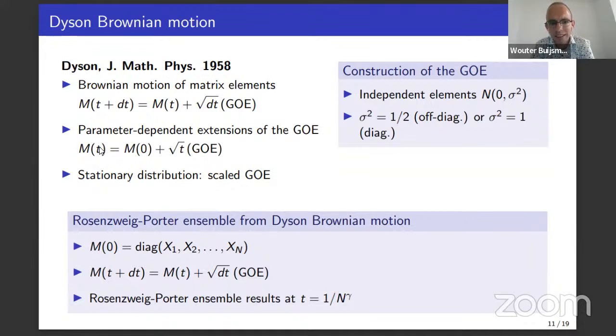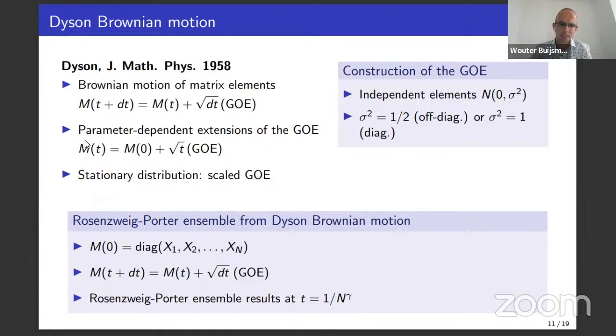At first sight, it might seem overcomplicated to perform this Brownian motion of the matrix elements. In order to construct matrices like this, you don't need to go over all these super small time steps. However, in the context in which Dyson initially proposed this, it makes sense. It seems overcomplicated here, but in the context of the circular Dyson Brownian motion, next slide, we will see that it is useful.